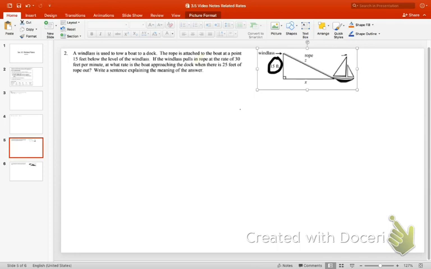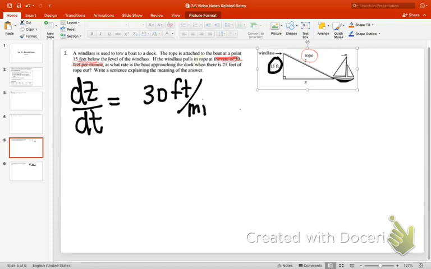So it pulls in the rope at a rate of 30 feet per minute. So we have a rate of 30 feet per minute. That's important. Now, that's talking specifically about this rope, and that's labeled Z. So we know we have a dz dt. So we have the rate that the rope length is changing, and it says it's a rate of 30 feet per minute.